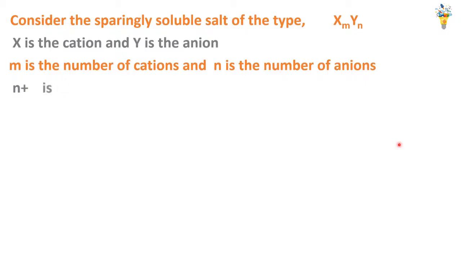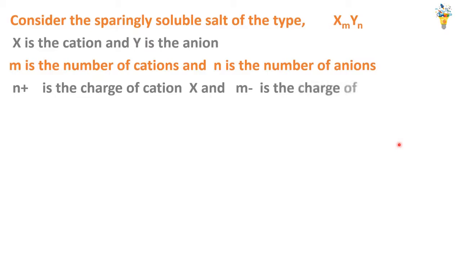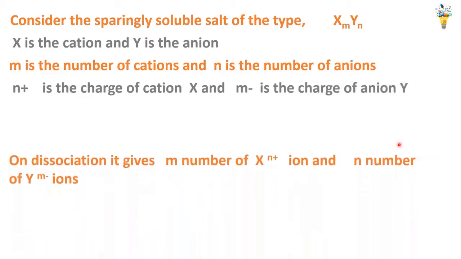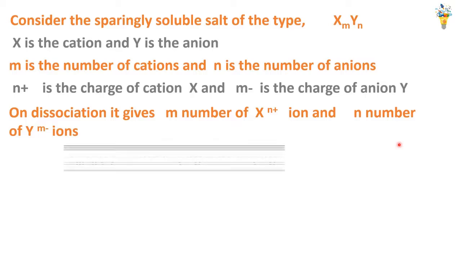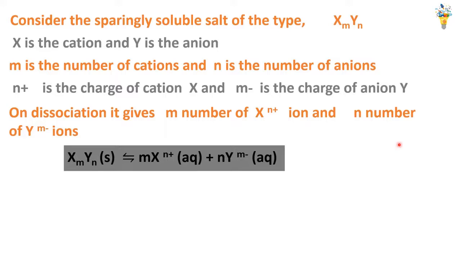Then what is the charge of X? The charge of X is n plus. So n plus is the charge of the cation and m minus is the charge of the anion. On dissociation, it gives m number of X^n+ ions and n number of Y^m- ions. Consider the dissociation of the salt XmYn. It dissociates to give X, the cationic part, and Y, the anionic part, so you get m number of X^n+ and n number of Y^m- ions. So this is the equilibrium reaction, and it is the solubility equilibrium.